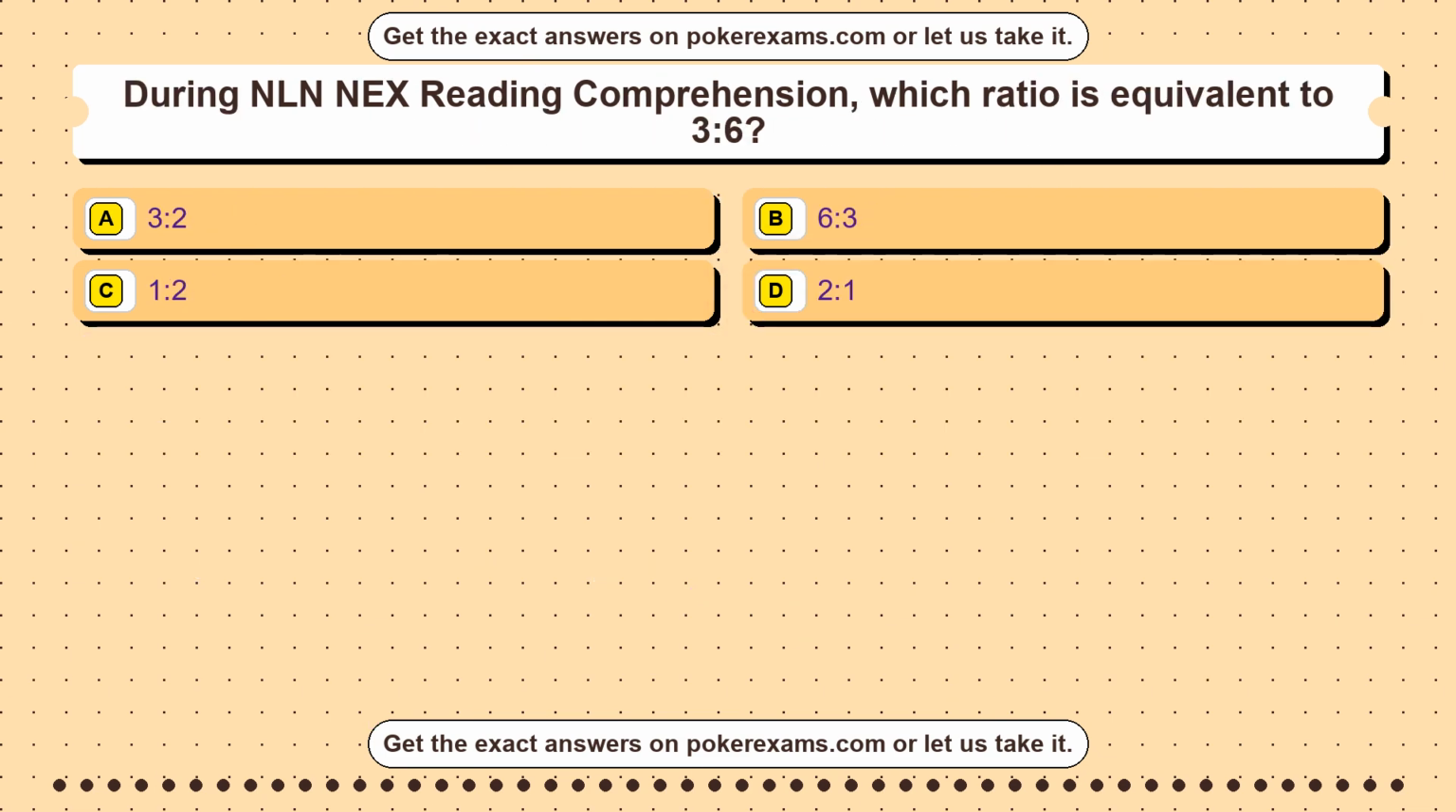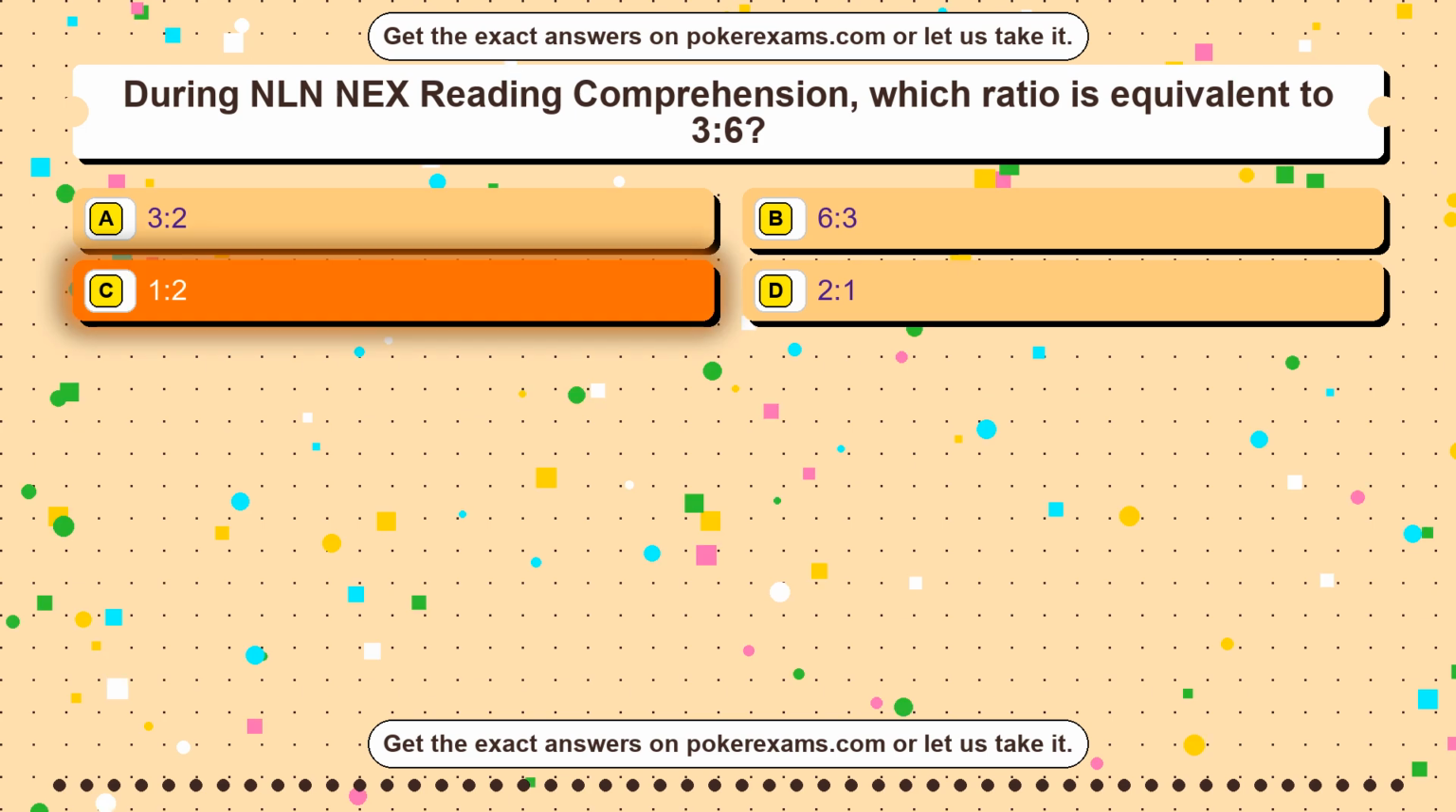Question 31. During GED probability practice, which punctuation mark separates items in a simple list? Option A: hyphen. Option B: colon only. Option C: comma. Option D: apostrophe. The correct answer is option C.